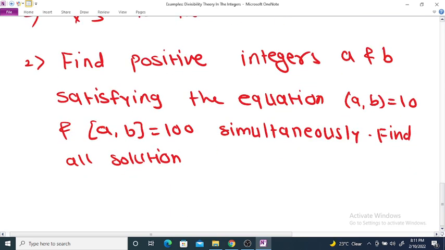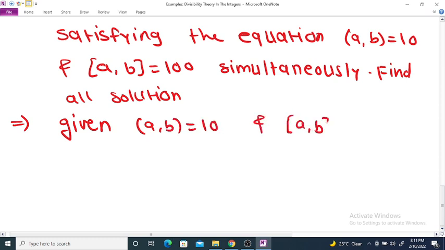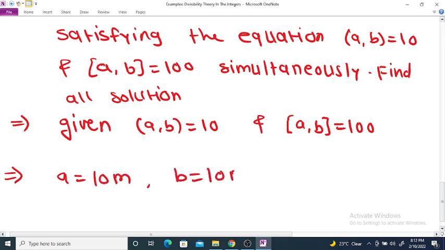Okay, so given GCD of A and B is equal to 10 and LCM of A and B is equal to 100, we want to determine a pair A, B satisfying this condition. Now as we know that GCD of A and B is equal to 10, this implies 10 divides A and 10 divides B. From this we can write A is equal to 10m and B is equal to 10n with GCD of m and n equal to 1.